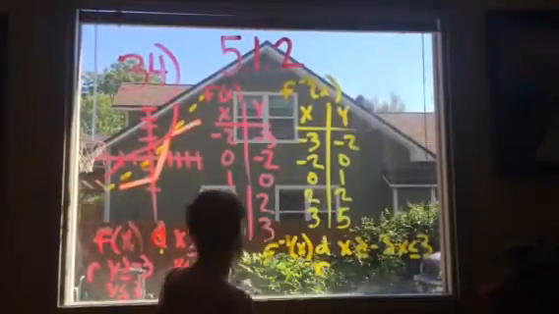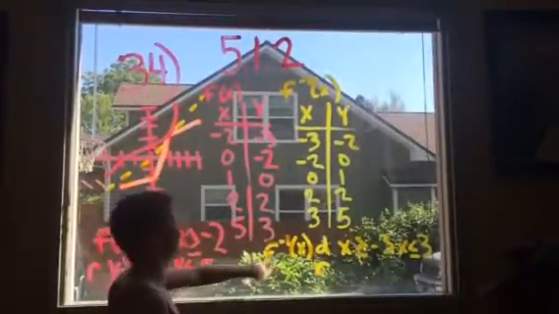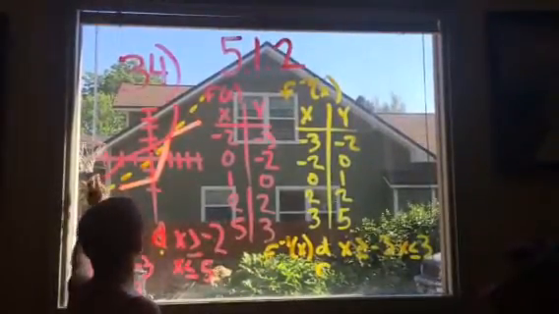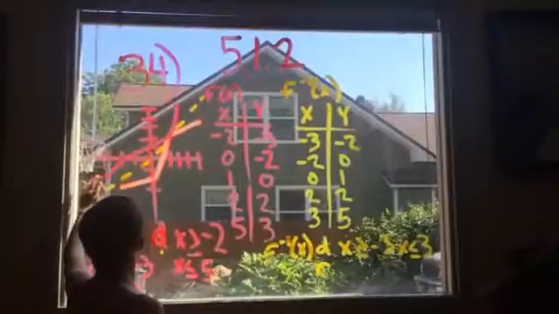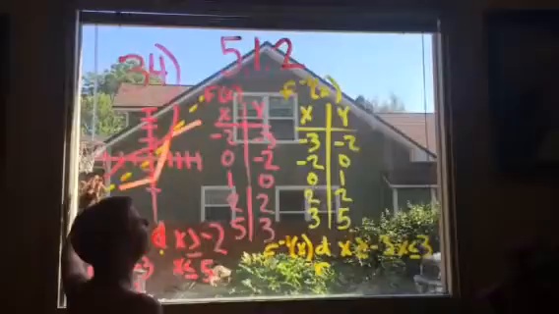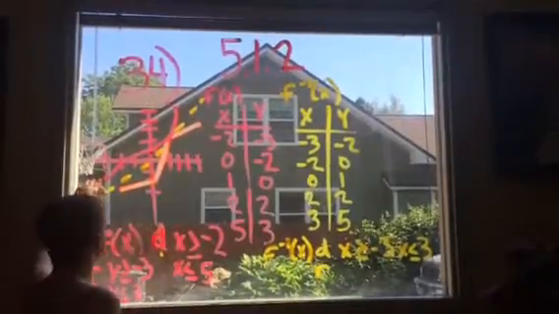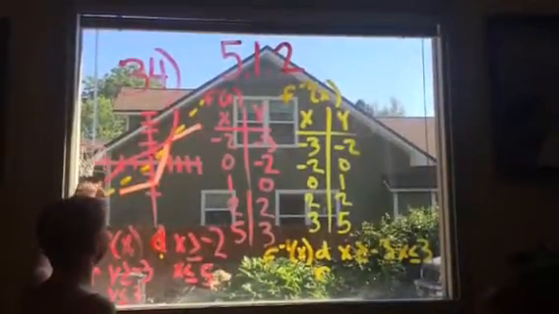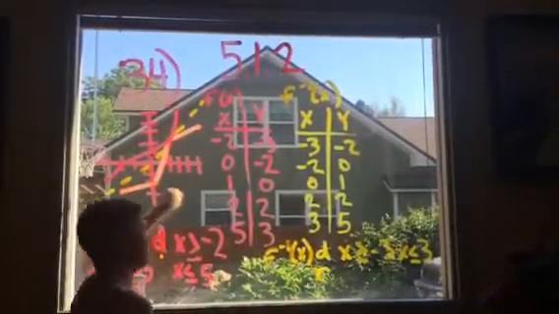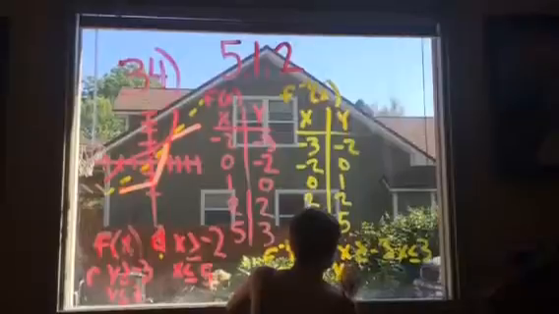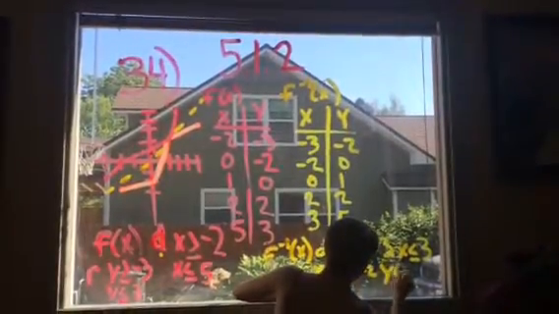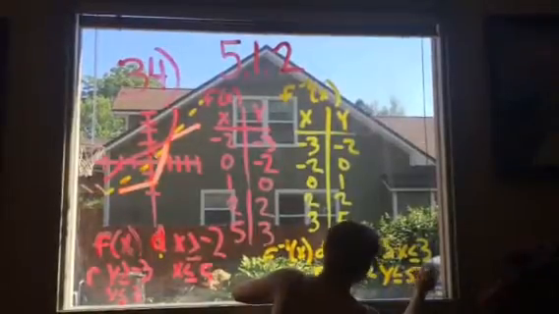Now the range for f^-1(x), the new function. So y has to be greater than or equal to -2 and less than or equal to 5. So y is greater than or equal to -2 and y is less than or equal to 5.